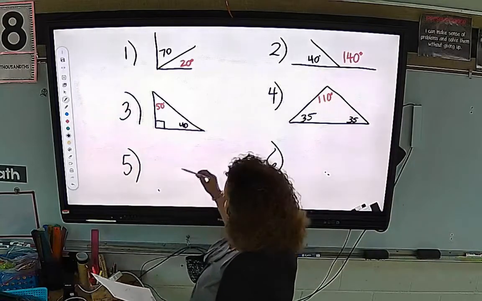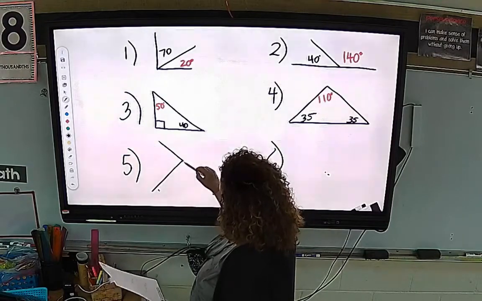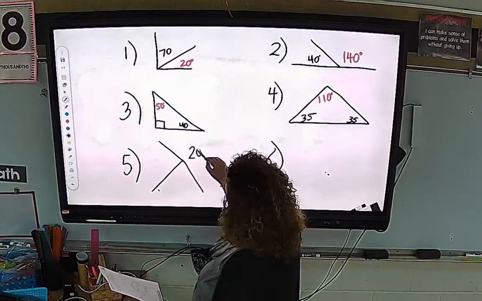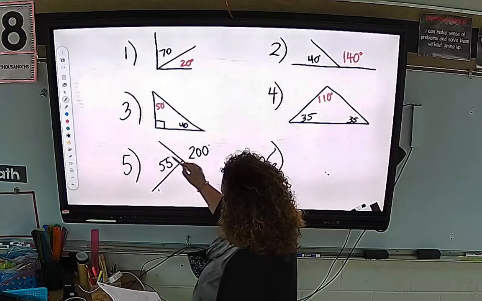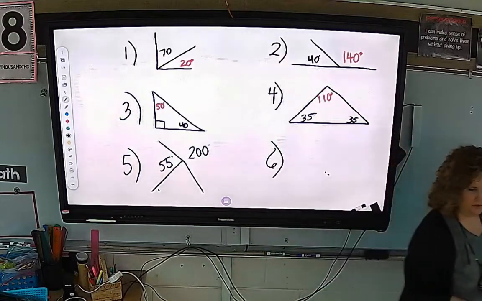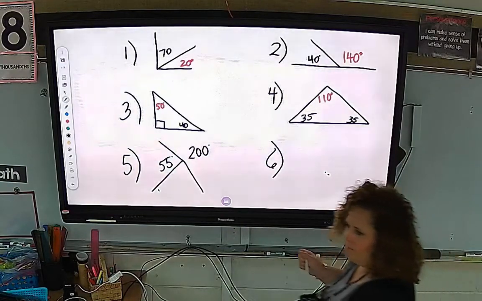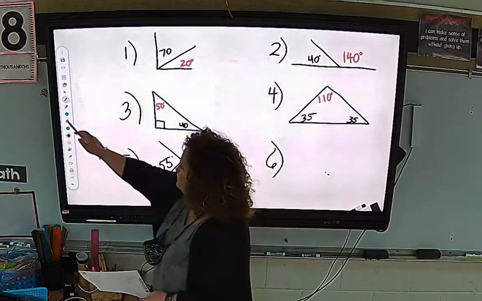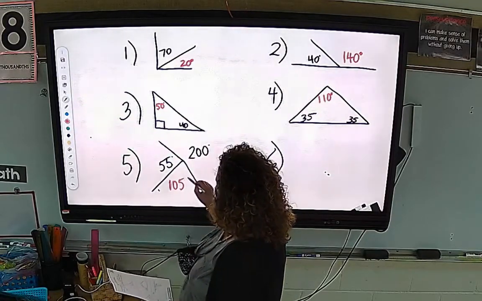Number 5 was one of those all-around things. This was 200, and this was 55. So 200 degrees, 55 degrees, we subtract both of those from 360, what do we get? One missing angle was 105.